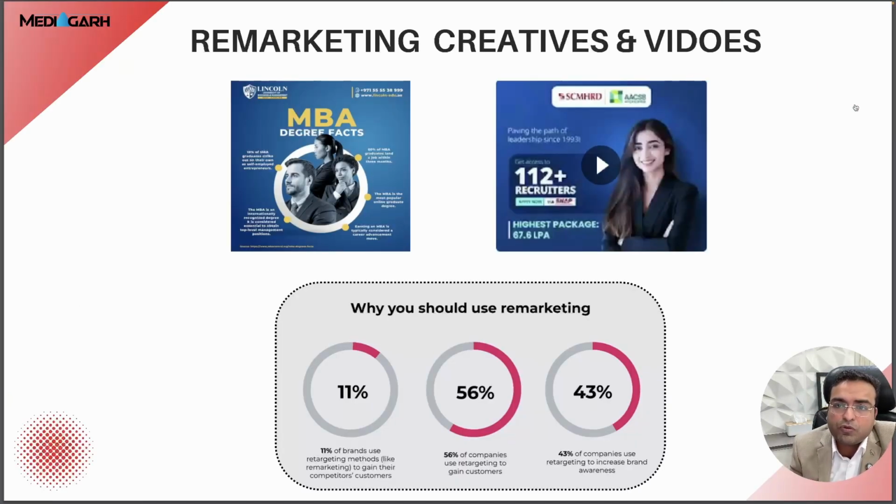Then we should also focus on remarketing. In the remarketing creatives and videos, we should specifically focus on what type of videos or creatives we can use for remarketing, which can give higher engagement from the students. When they see those creatives on social media or on the internet, they get connected. So here in the remarketing, you see 112 plus recruiters, highest package 67.6 LPA. This is nurturing the students who have already interacted with us, who have already filled our lead form. So this is also very important.